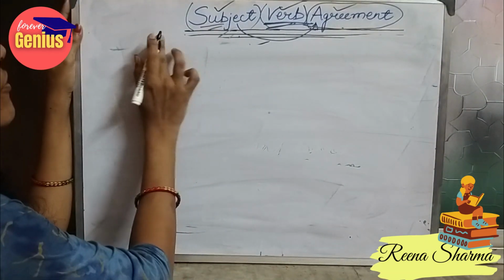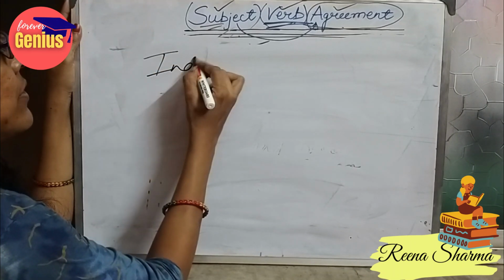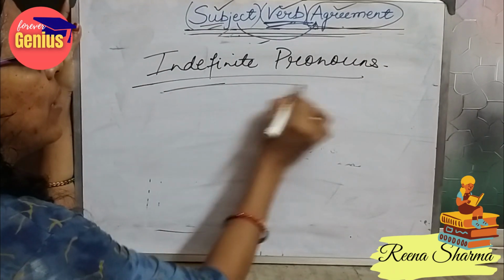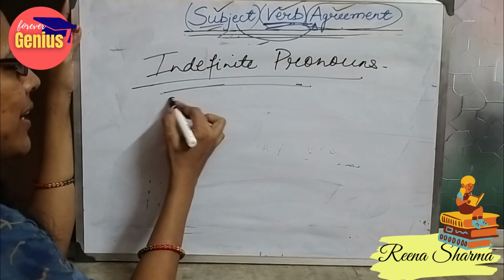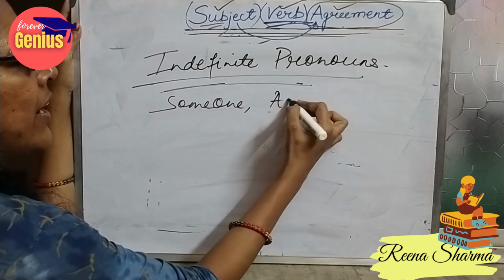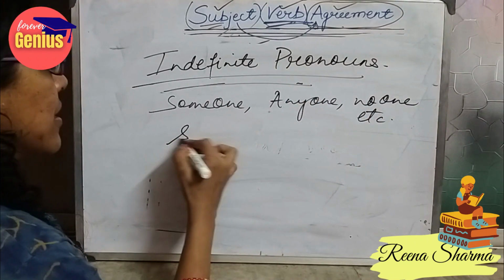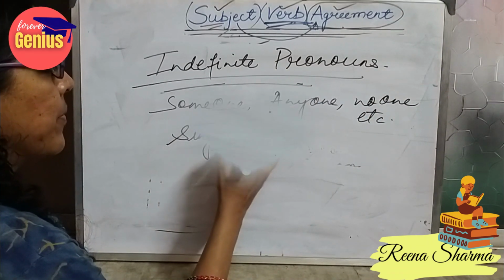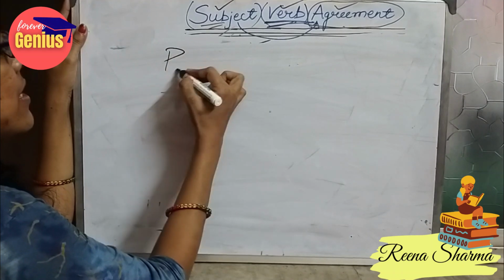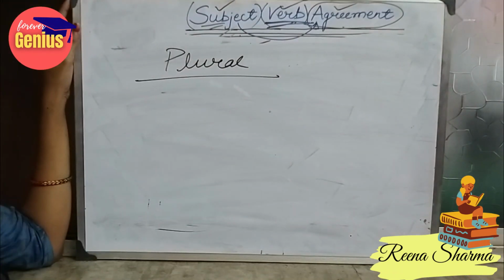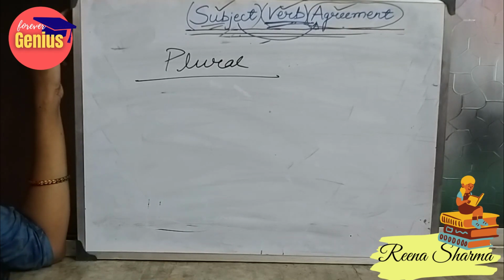So in case of indefinite pronouns, how are we supposed to use the verbs? Indefinite pronouns like someone, anyone, no one, etc. We will be using the singular form of the verb. A lot of plural words are there. Some plural words where we will always use the verb in singular form.